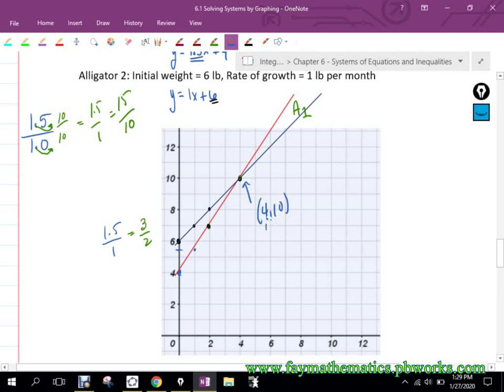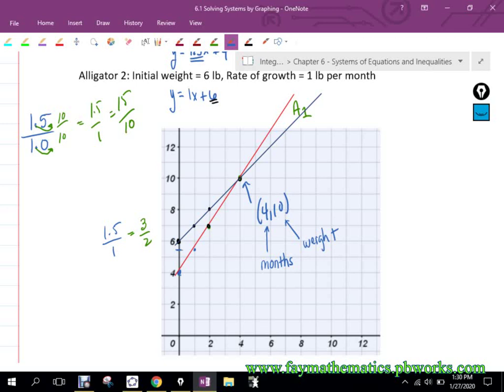Let's talk about what that 4, 10 means. What's the 4? Well, remember what x was? x was month, right? What's y? The alligator's weight. Okay? So at 4 months, both these alligators are 10 pounds, right? Does that make sense? Yeah. Okay? Before 4 months, alligator 2 is above alligator 1, right? That makes sense? The blue line is above the red line, right? So that means before 4 months, alligator 1 is heavier. After 4 months, alligator 2 is heavier. Does that make sense, everybody?